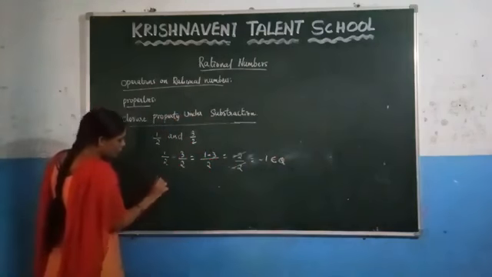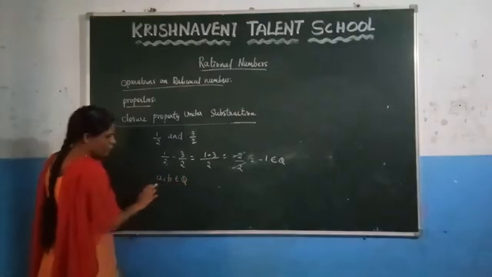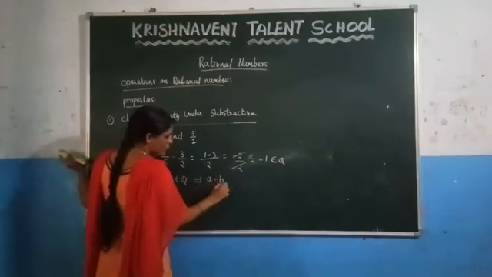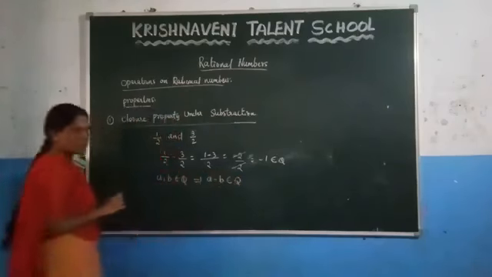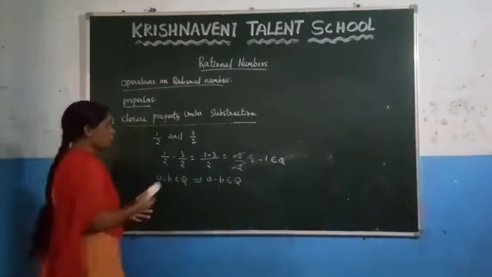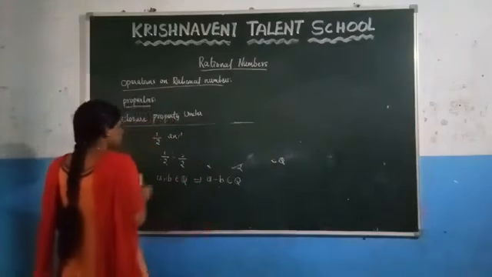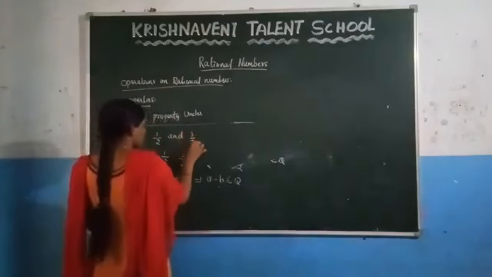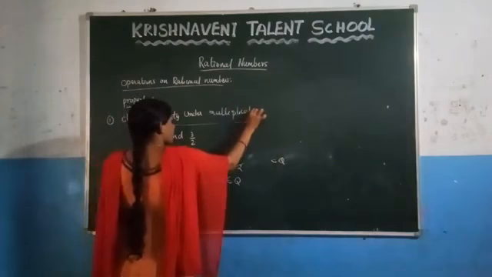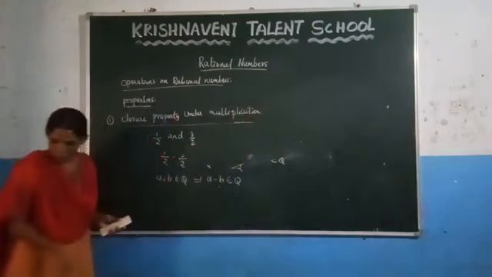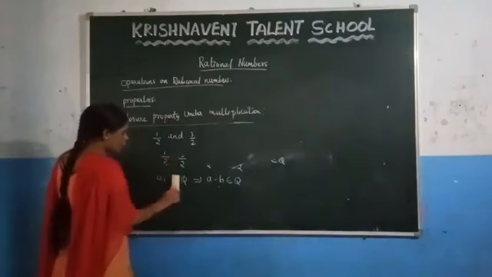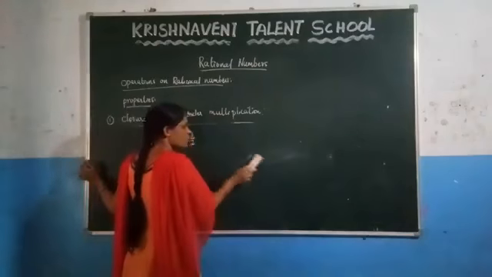How do you define it? If you consider any two rational numbers, let us consider two rational numbers A and B. Then this statement says A minus B also belongs to Q. So we can say that the closure property holds good under subtraction. Now see under multiplication. Here it states that if you consider any two rational numbers and multiply them, you have to get a result that is also a rational number.